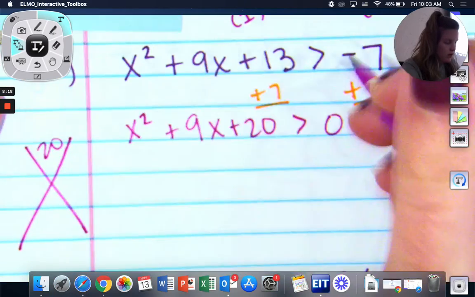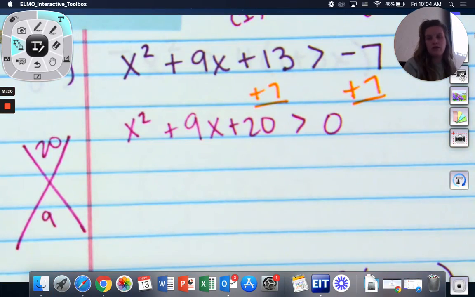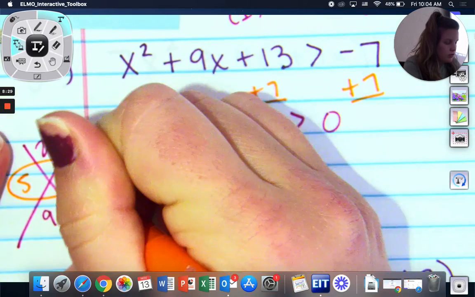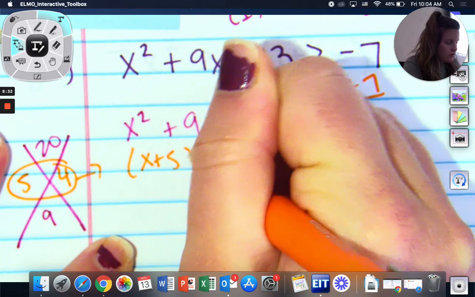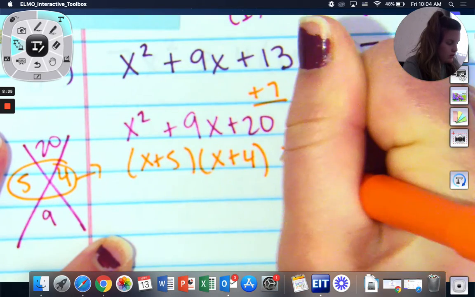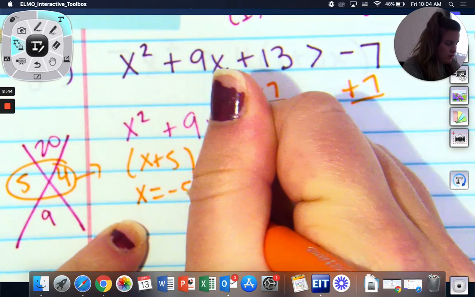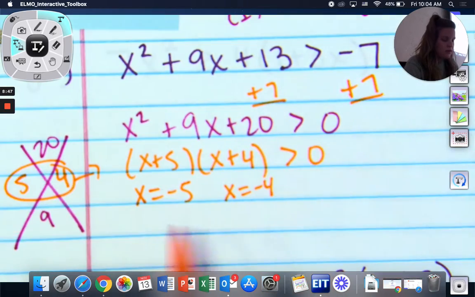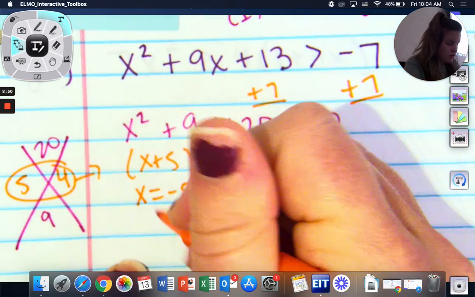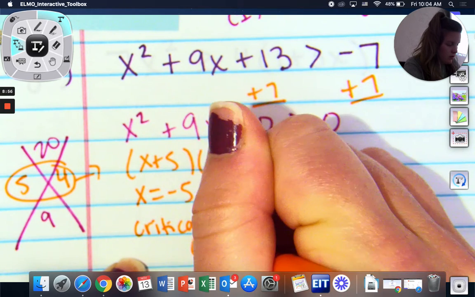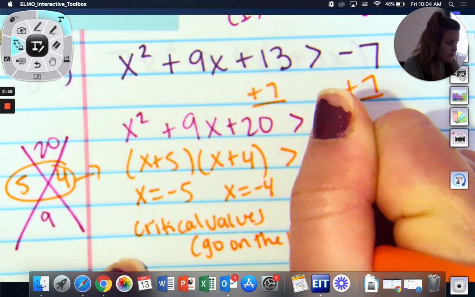So let's figure out where it is equal to 0 by factoring. So 20 up top, 9 on the bottom. Two numbers that multiply to 20 that add to 9. Hopefully you came up with 5 and 4. Then you put those in your factored form. So x plus 5, x plus 4, greater than 0. First we have to solve for our critical values, the numbers that go on the number line. So that would be x equals negative 5, x equals negative 4, because you set these both to 0. These are your critical values, and they go on the number line.